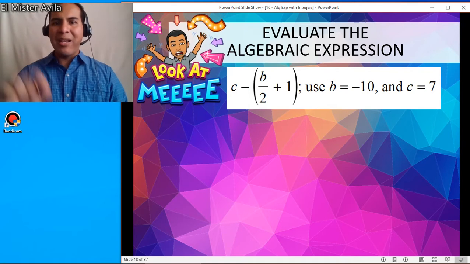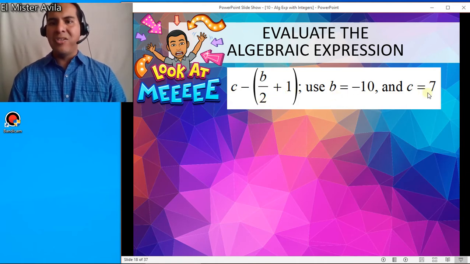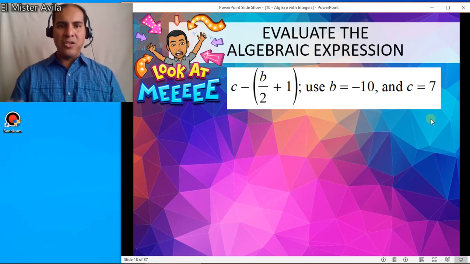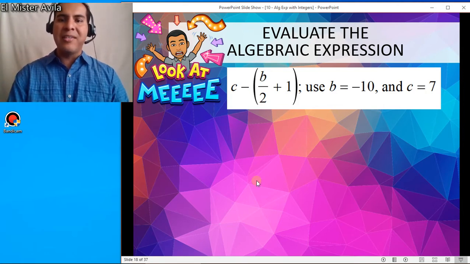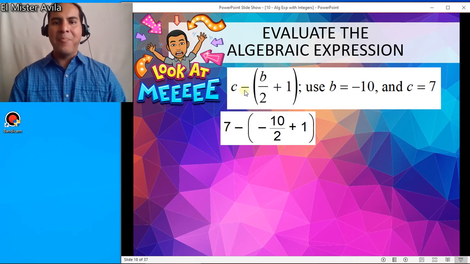A little bit more complicated. Now we're going to evaluate this algebraic expression: C minus B divided by 2 plus 1, in parentheses. And we're going to use B to be -10 and C to be 7. So let's put in those values for the variables. That step is called the substitution step. For C, I substitute a 7. I bring down the minus.